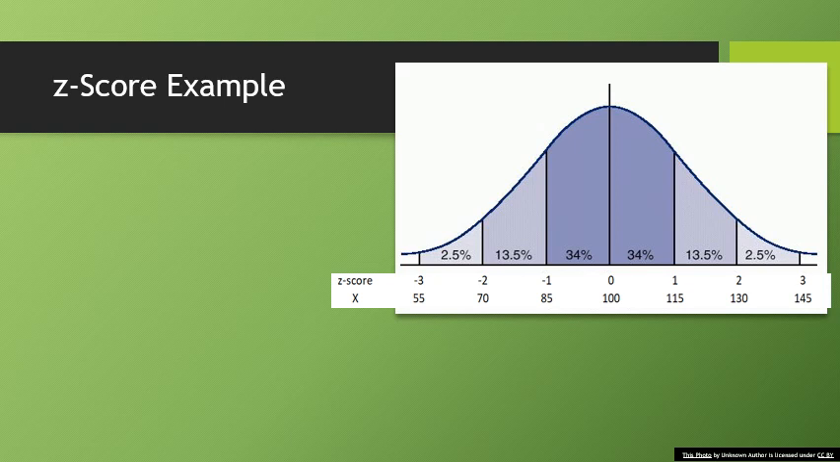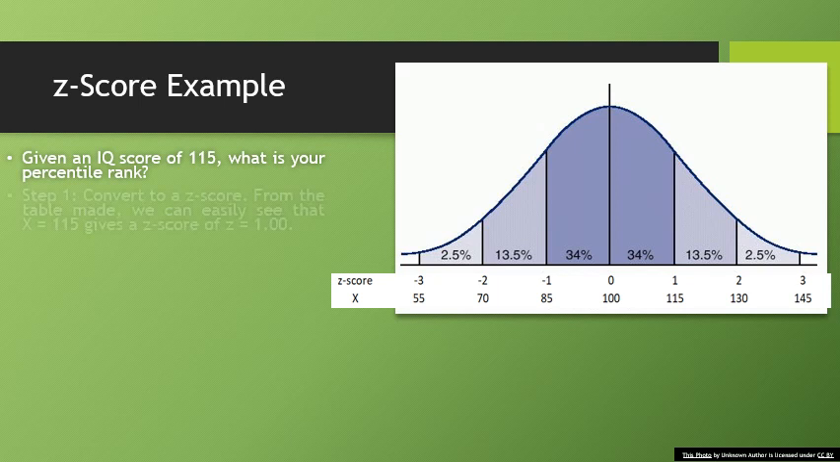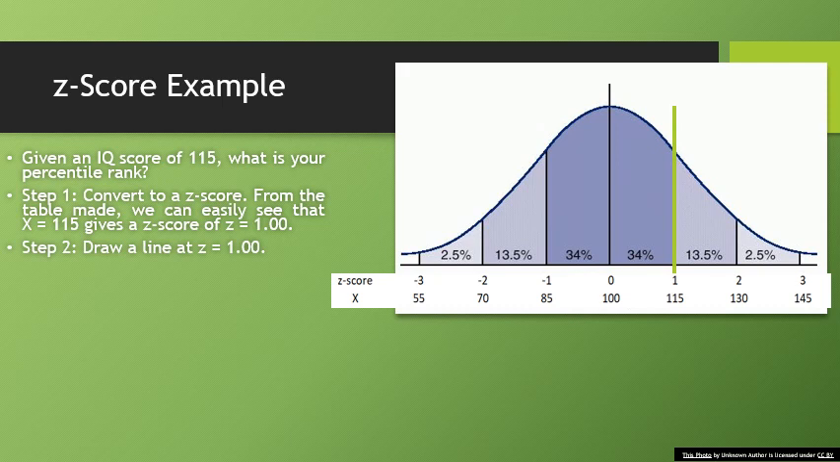So here's an example. We're going to use the same IQ. So I've already given you your table. Given an IQ score of 115, what is your percentile rank? Well, first we're going to convert to a Z-score. From the table we made, we can easily see that a score of 115 corresponds to a Z-score of +1. I'm going to draw my line at Z equals 1. And typically when we're talking about Z-scores, we would include 2 decimal places when we do our problems here, or when we report it in the literature. So I've drawn a line at Z equals 1.